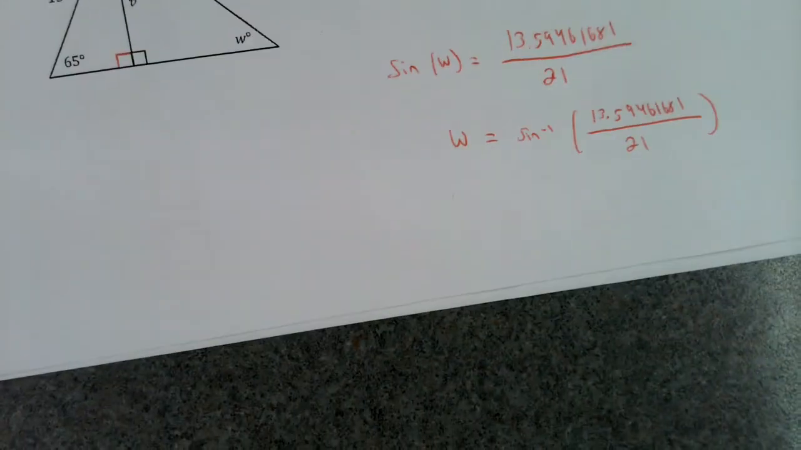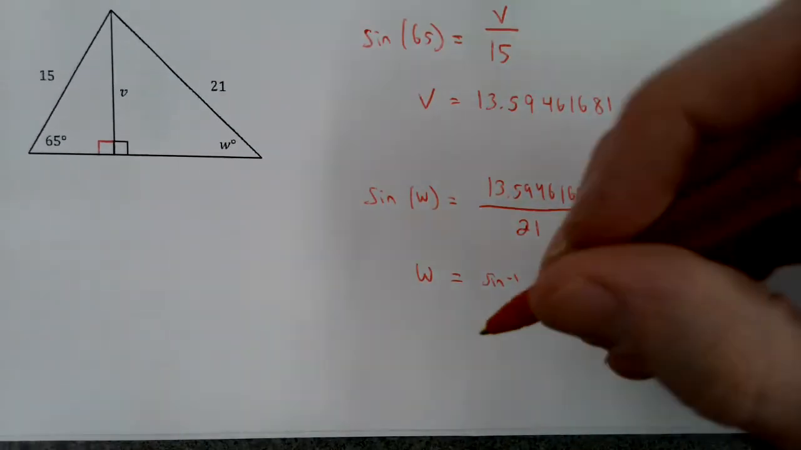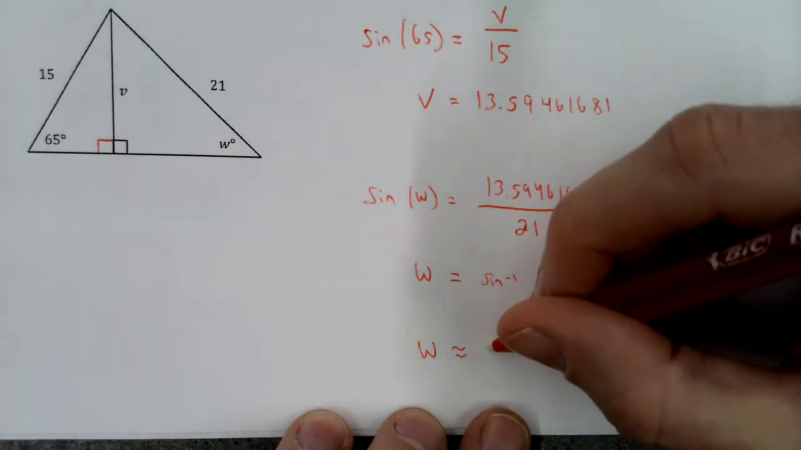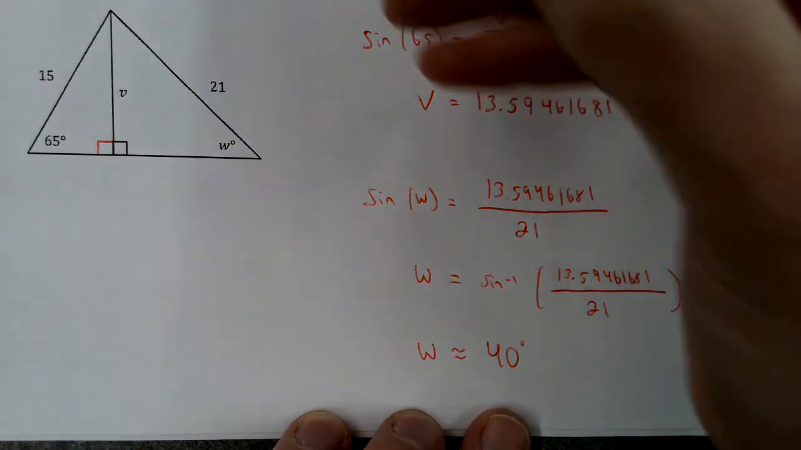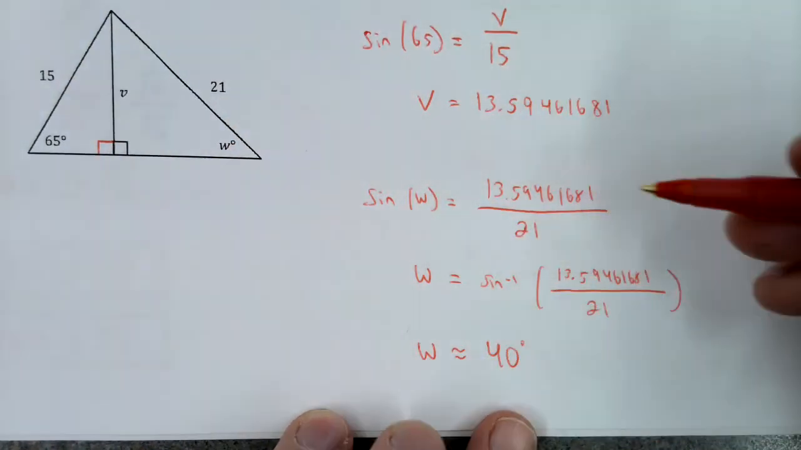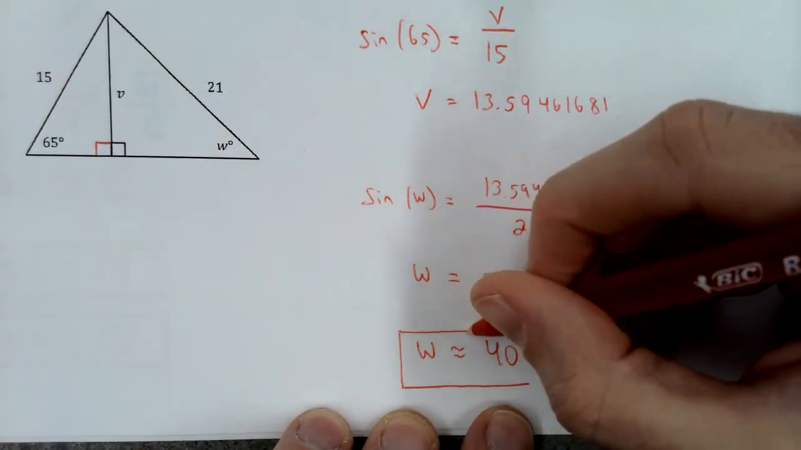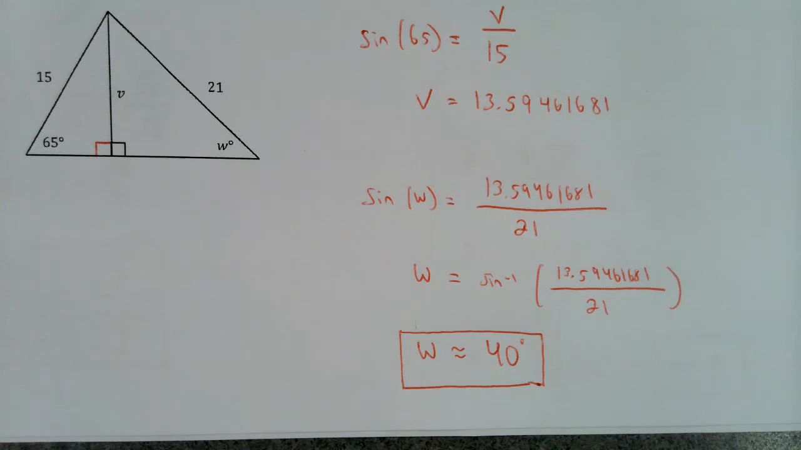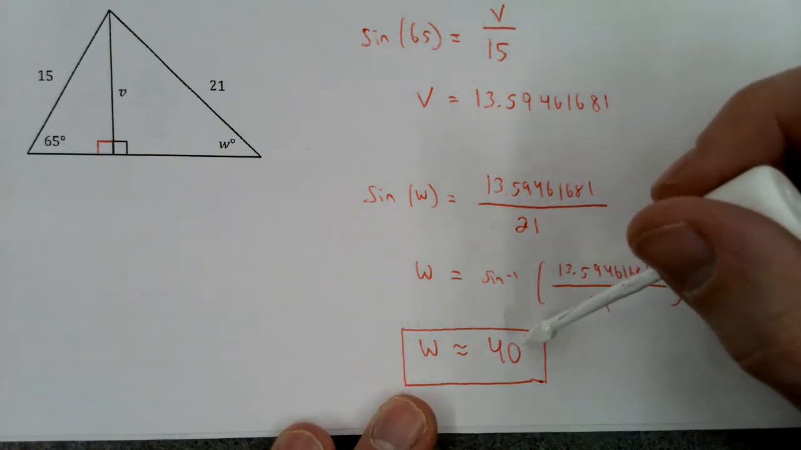But when you type that in your calculator, you're going to get W is approximately 40 degrees. Since W is on the inside, I don't have to put measure of angle W. I can just put W as approximately 40. Okay. W is approximately 40. So that was a good problem because it's a two-step problem.